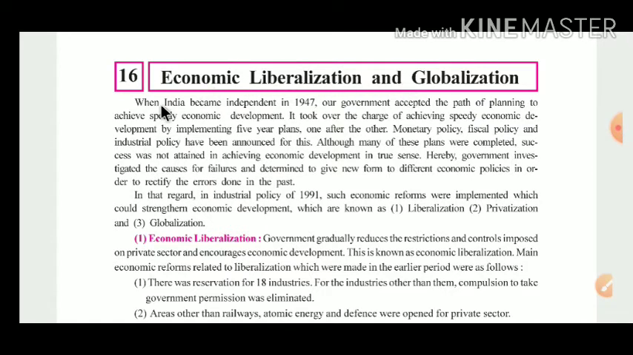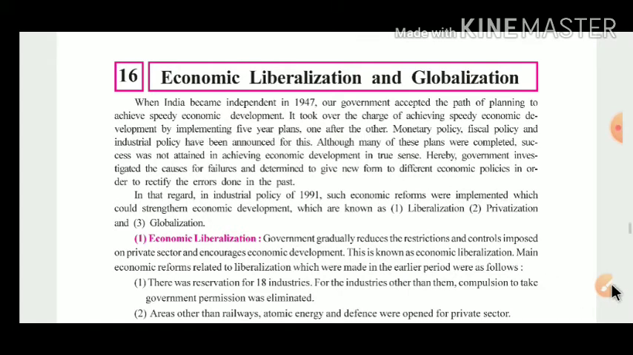When India became independent in 1947, what did they give, dear children? When India became independent in 1947, our government accepted the path of planning to achieve speedy economic development. It took over the charge of achieving speedy economic development by implementing the 5-year plan.